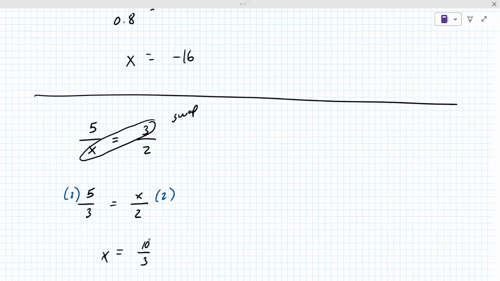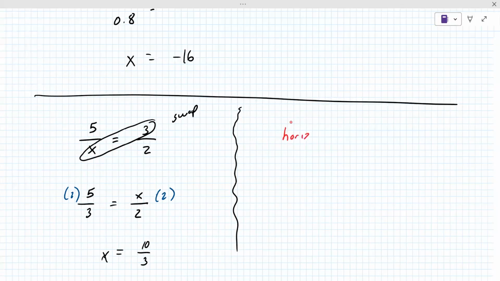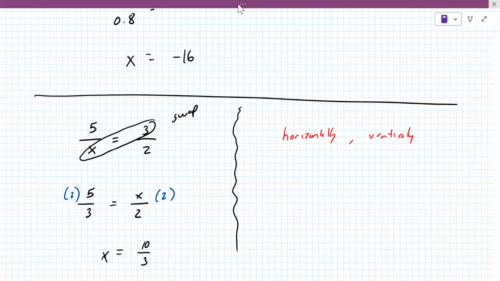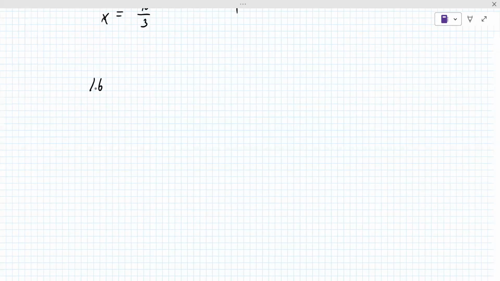Okay. You remember the other thing I talked about in terms of what you can do for simplifying? I said you can simplify horizontally or vertically. Yeah. Okay, so let's look at some problems like that. Let's say it's 160 over x equals 32 over 3.